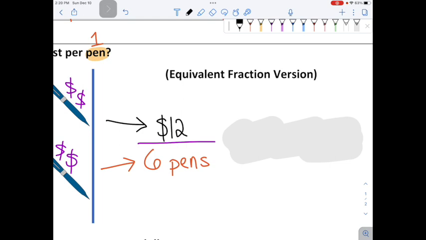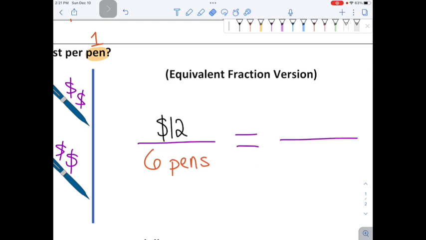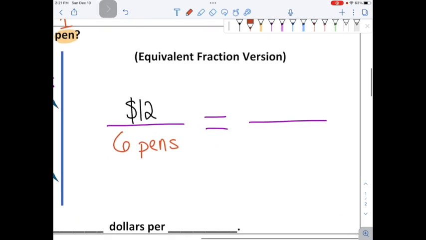So this is a ratio of cost to quantity, or amount of pens. But we're not solving for 6 pens, we're solving for 1 pen. So on the bottom of the second fraction, notice that pen and pens are both on the bottom. On the bottom of the second fraction, I'm going to write 1 pen, and then I'm going from 6 pens to 1 pen, so that's splitting into 6 groups.